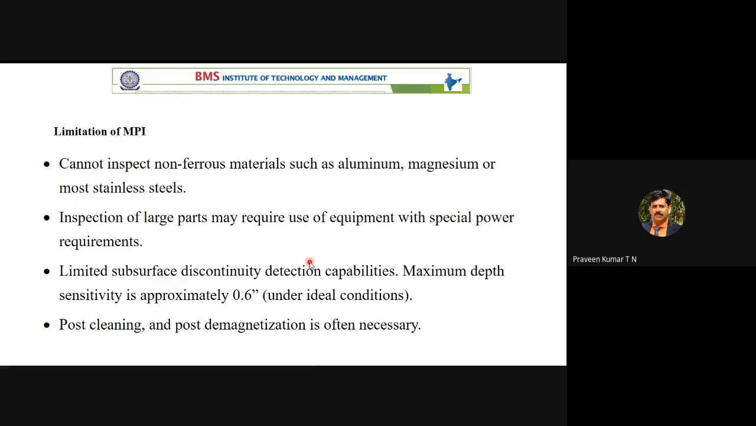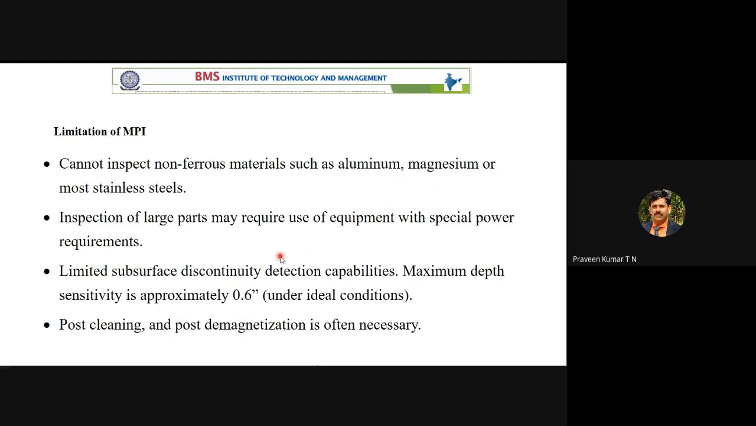Limitation. This is like a quiz in your viva. They may ask what the limitations of magnetic particle inspection are. You have to say it cannot be used for non-ferrous materials, for example aluminum and magnesium. Most stainless steels come under ferrous material, but aluminum and magnesium do not come under ferrous material.